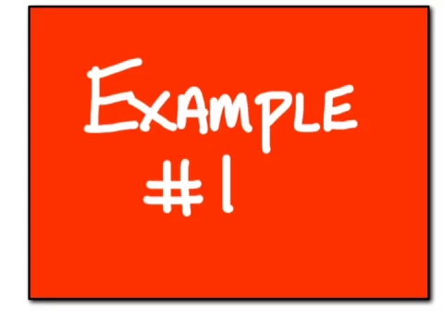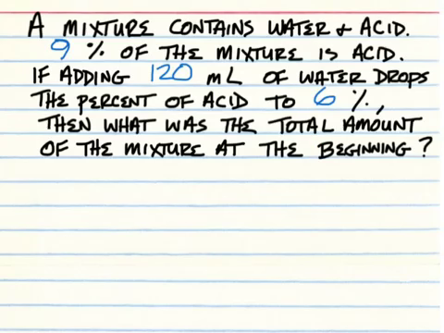Example number 1. A mixture contains water and acid. 9% of the mixture is acid. If adding 120 milliliters of water drops the percent of acid to 6%, then what was the total amount of the mixture at the beginning? We do not know what the total is at the beginning, so we're going to make that X.